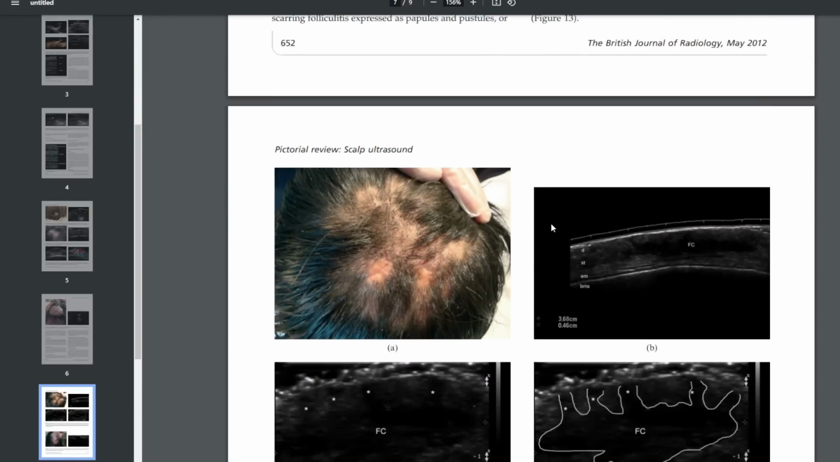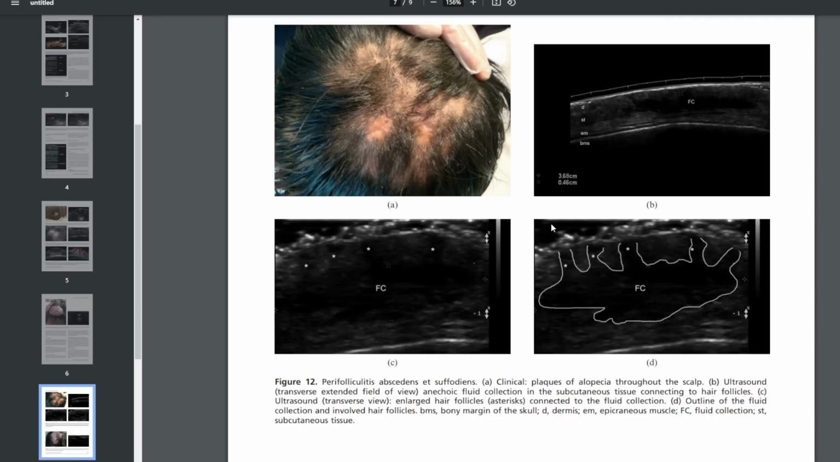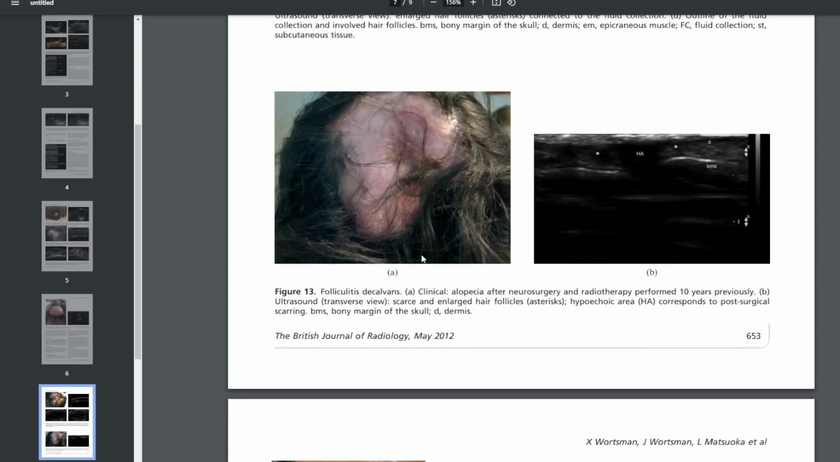If we go over here again, look at this. This is fibrosis, right? We're able to see some sort of fibrosis over here, consistent with the area of hair loss. You have a lot of inflammation here, and the ultrasound image is also displaying that as well. Again, look at this. This is folliculitis decalvans.